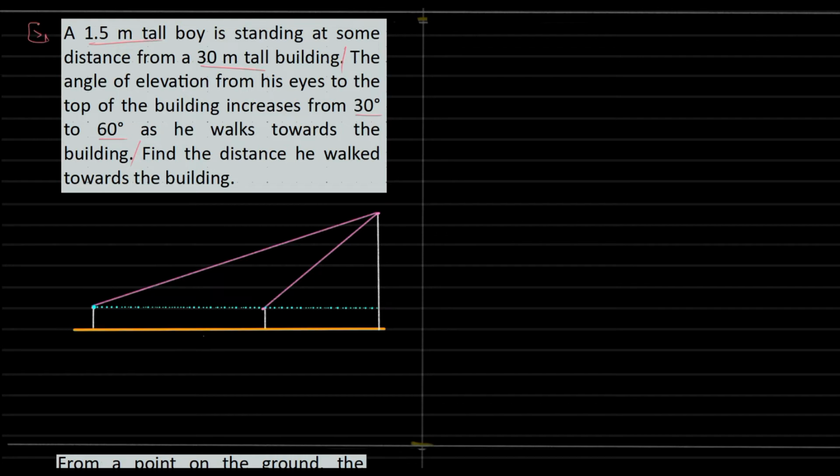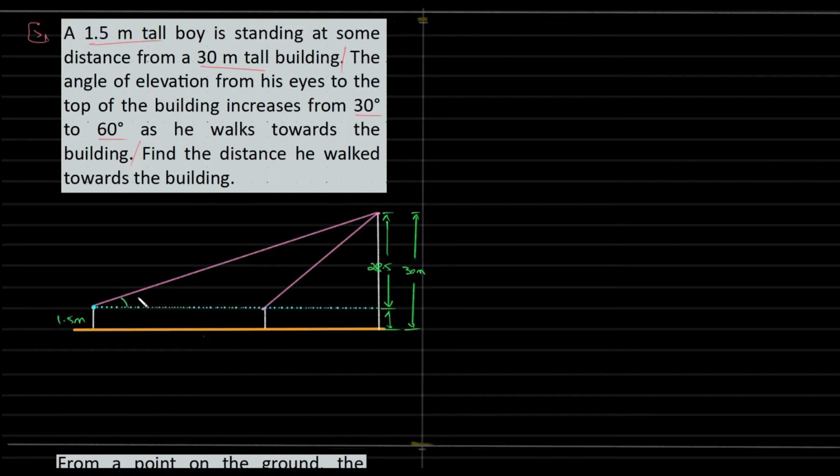Now let's mark the things. He is of height 1.5 meters, and the building is of height 30 meters. So this entire thing is 30 meters. This height is 1.5 meters. So this height will be 28.5 meters, is it not? Because in the end we have to work with the triangle, and the length of the triangle sides is what we need, right? So that's what I'm trying to do over here.